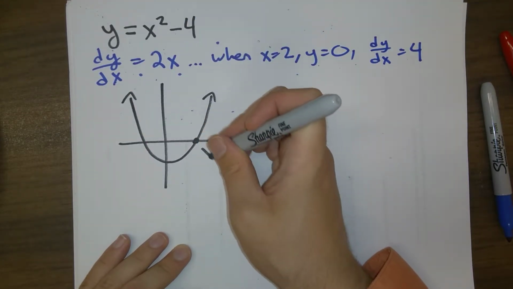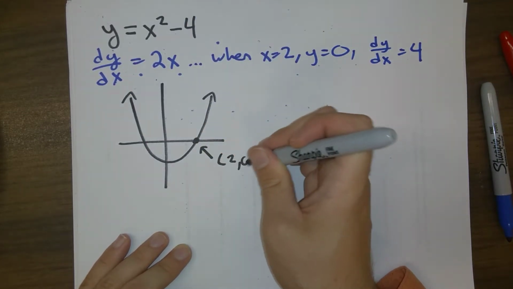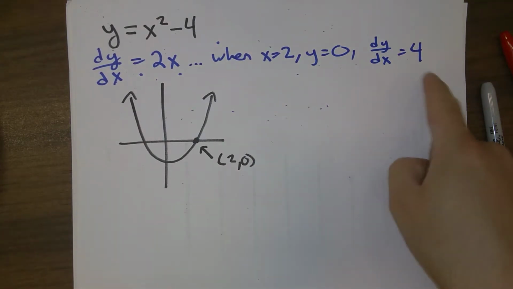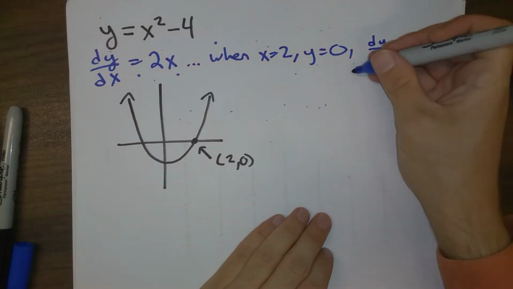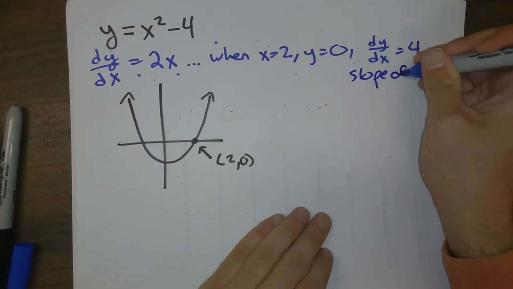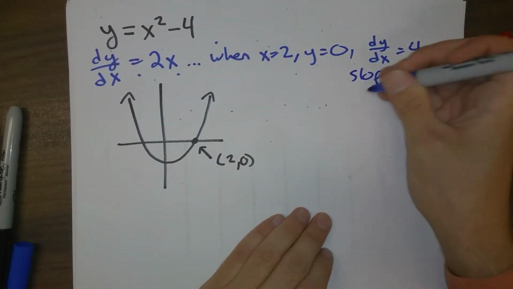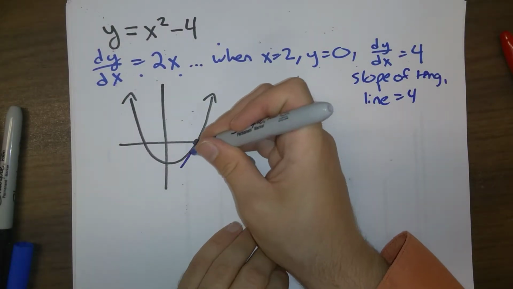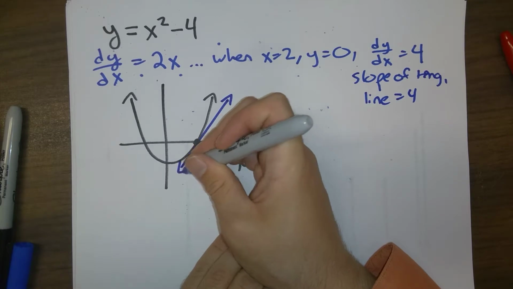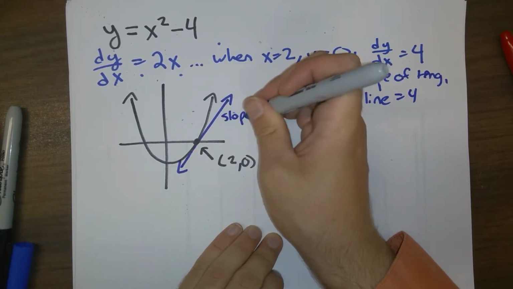So this tells us that, well, let me graph the function first. So there is the point in question. X is 2, y is 0. So this dy dx right here tells us that the slope of the tangent line is equal to 4. So right here, this tangent line has slope 4.